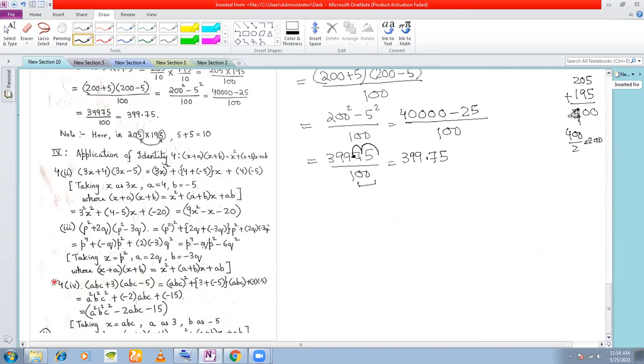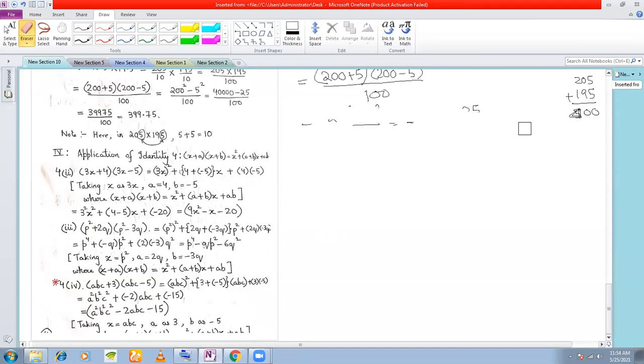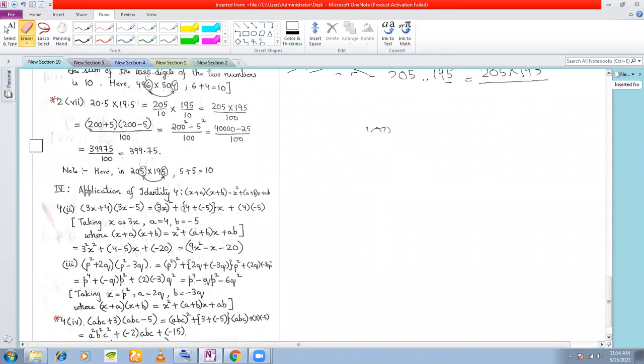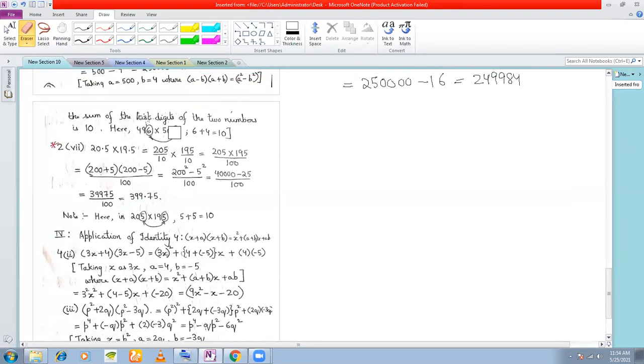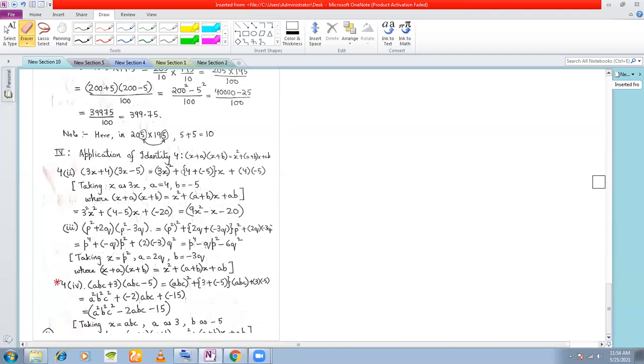Moving on to the last identity. The last identity is not too important, but you should remember this, because it will be very helpful in multiplying algebraic expressions, especially binomial algebraic expressions. Just keep this in mind: (x plus a) into (x plus b) is x square plus (a plus b)x plus ab. We are going to apply this.